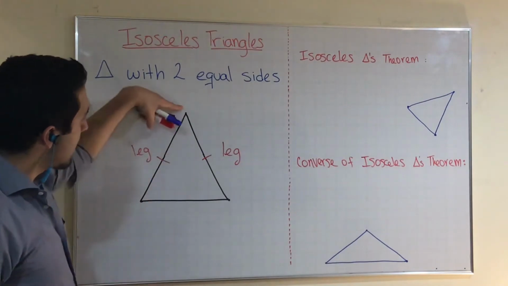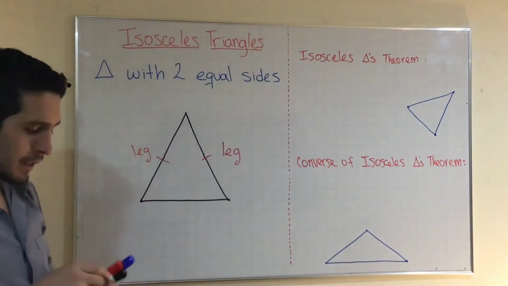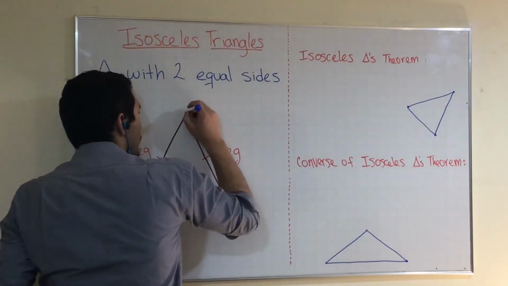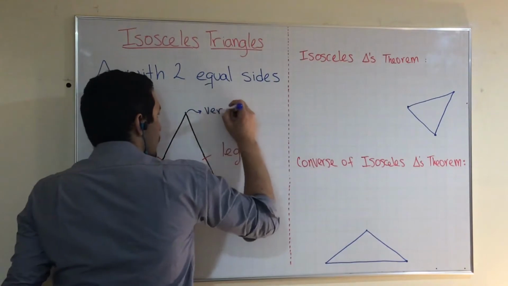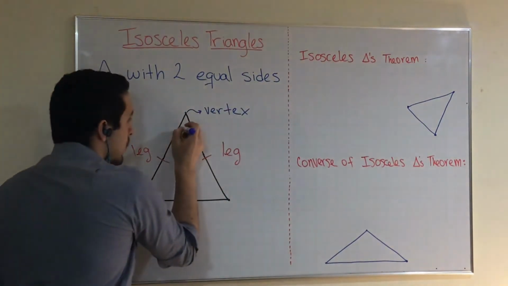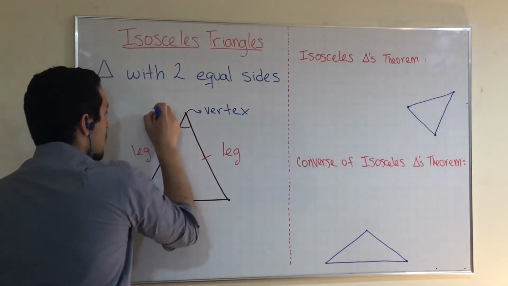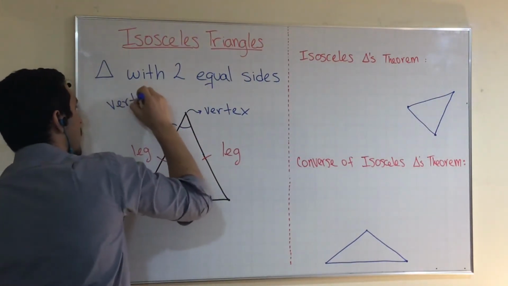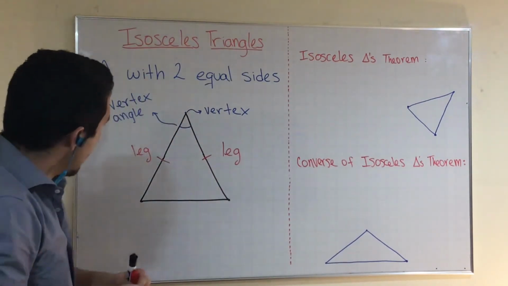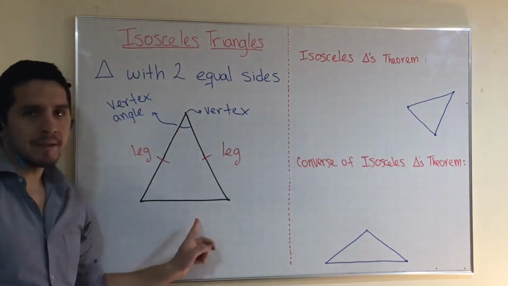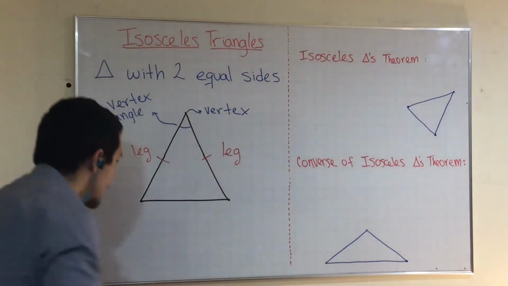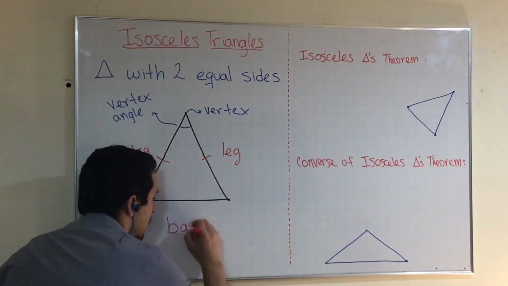Now, the point where the two legs meet is going to be called the vertex. And in this vertex, you can see that there is an angle being formed. This is called the vertex angle. Now, there is one of the sides that is different, because those two sides are congruent. The different side is going to be called the base of the triangle.